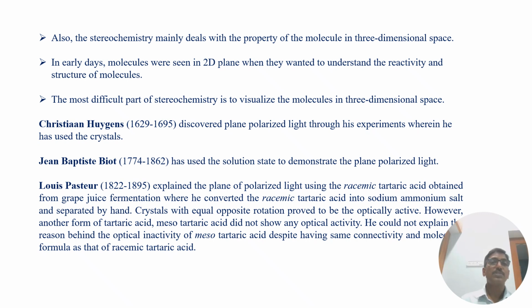And later on, the notable person, Pasteur, who lived between 1822 and 1895, got the breakthrough when he passed plane polarized light through racemic tartaric acid obtained from grape juice fermentation, where he converted the racemic tartaric acid into sodium ammonium salt and separated the crystals by hand because of the difference in their shapes. These crystals with equal and opposite rotation showed clearly that they rotated the plane polarized light. One is in the clockwise direction, the other one is in the anti-clockwise direction. So they show optical activity.